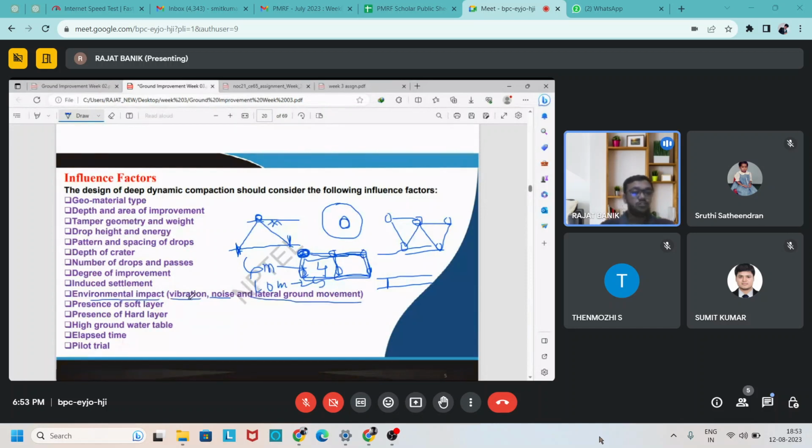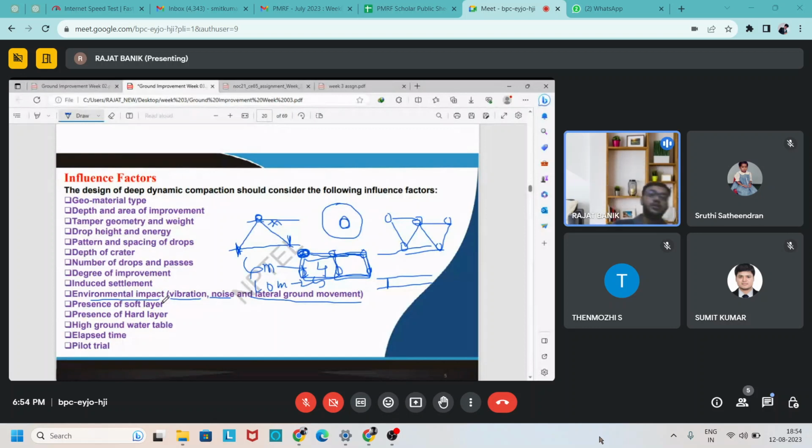We keep this in mind when applying deep dynamic compaction. Also, we can see the presence of a soft layer or a hard layer. If there is a soft layer, the resistance of the ground is not quite good, so the applied energy is not transferred deep. Also, at the top surface the energy is resisted by the hard layer, and the energy is not transferred below the hard layer, so there is some problem.